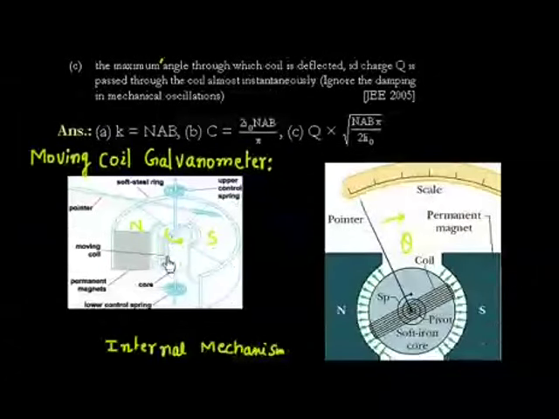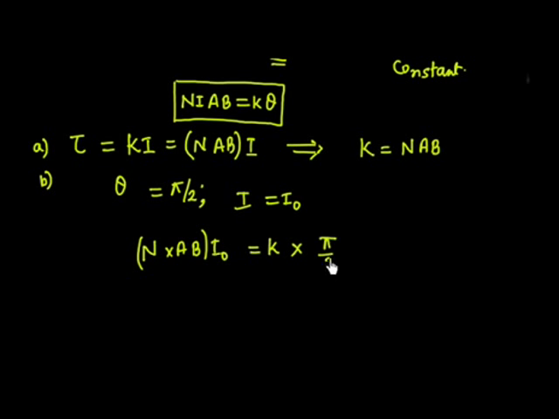So now in this equation, I have N, I have A, I have B, and I is this time I naught. So let us plug in this value I naught, and this becomes K into theta, and theta this time is pi by 2. So from here I can calculate K. K is nothing but 2 NAB I naught divided by pi. So this is your K, the torsional constant.